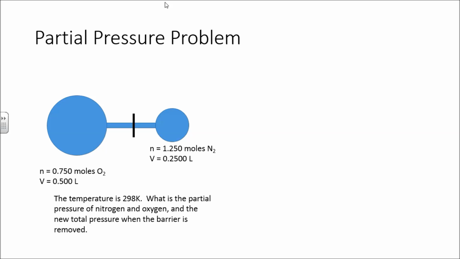Here we've got two bulbs that are connected by some sort of cylinder that we're going to consider has no volume. The volume on the left-hand side is half a liter, and it contains 0.75 moles of oxygen. The volume on the right-hand side is 0.25 liters, and it contains 1.25 moles of nitrogen. The whole thing has a temperature of 298 Kelvin, so we want to figure out what's the partial pressure of nitrogen and oxygen and the new total pressure when the barrier is removed.